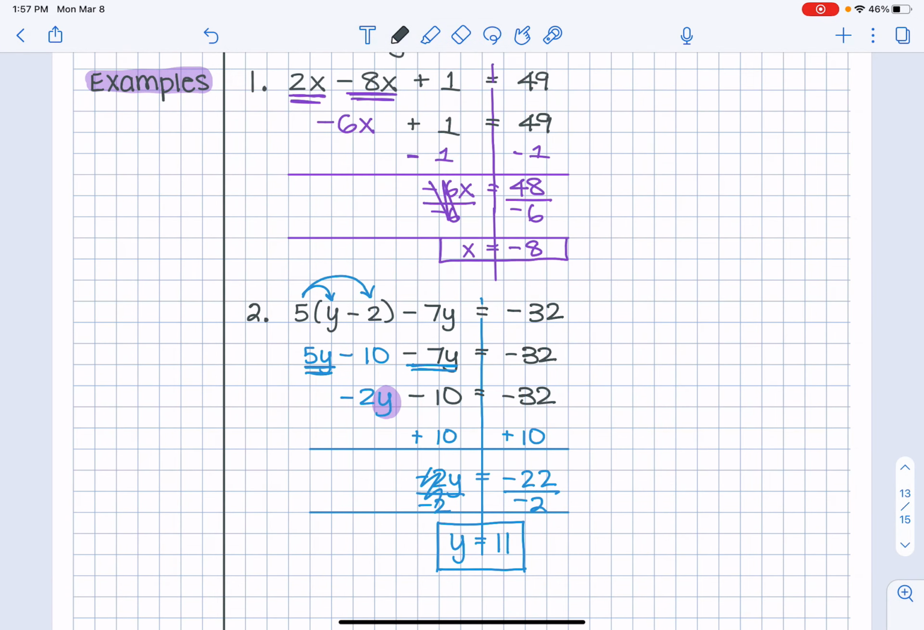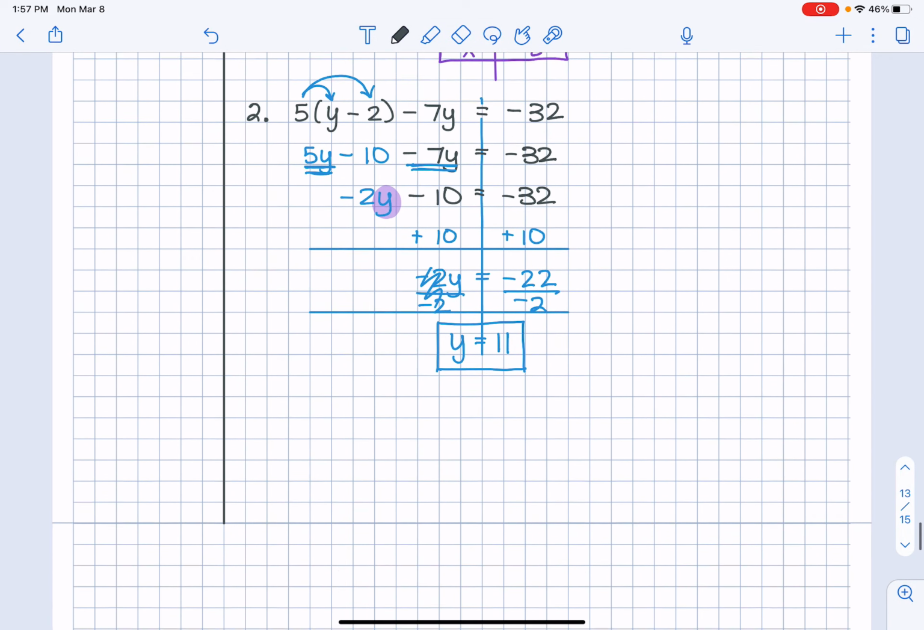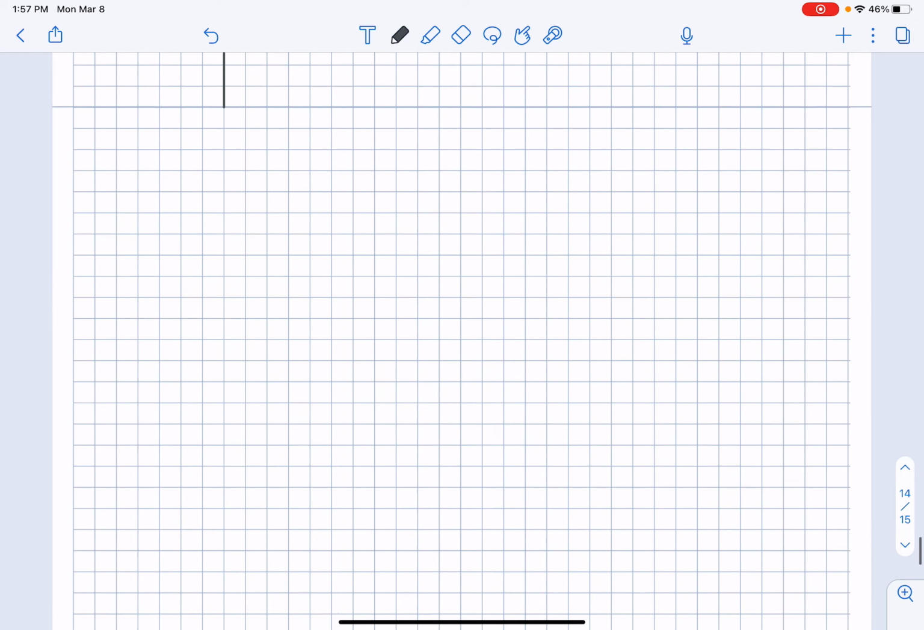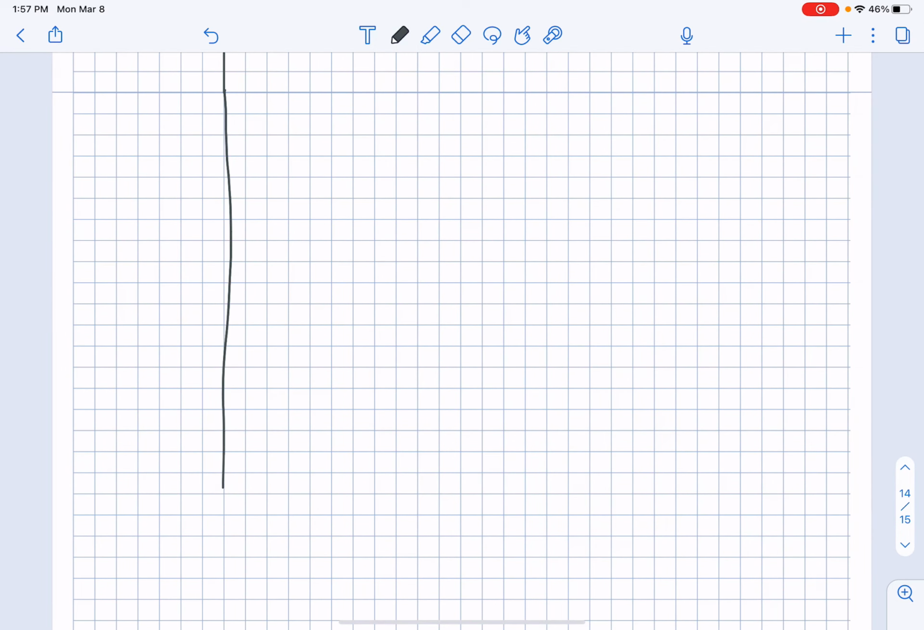Now, I want you guys to do some practice problems on your own. So I'm going to go to the next page, but I don't know if you guys have space. You can stay on this page. But I want you guys to do some practice problems on your own. And then we can go over this together in class to see if you guys got it correct or not. Okay? So practice problems.